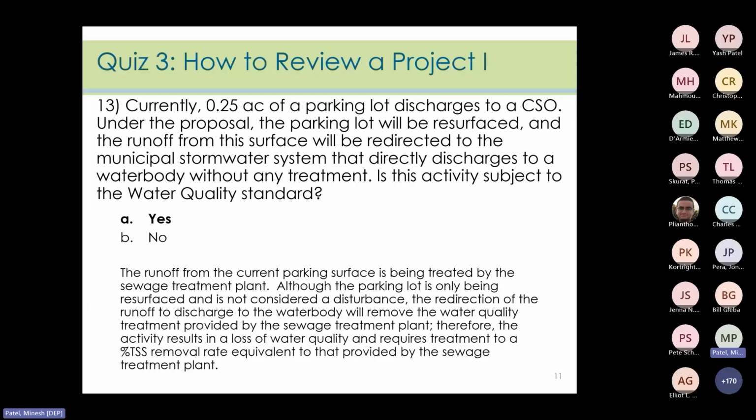Peter did cover this in the stormwater runoff quality section of how to review a project part 1. So the runoff from the current parking surface is being treated by the sewage treatment plant. Although the parking lot is only being resurfaced and is not considered a disturbance, the redirection of the runoff to discharge to the water body will remove water quality treatment provided by the sewage treatment plant. Therefore, the activity results in a loss of water quality and requires treatment to a TSS removal rate equivalent to that provided by the sewage treatment plant.